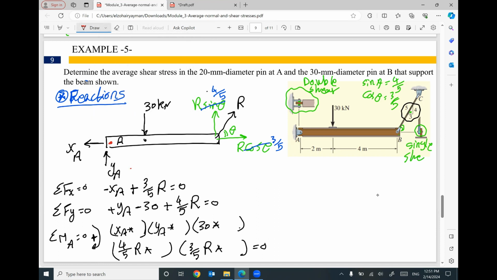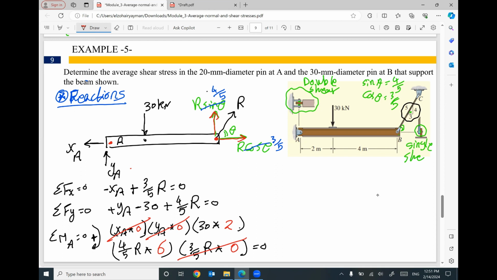So the distance between XA and A is 0, YA and A is 0, between 30 and A is 2 meter. For 4/5 R, which is the vertical component, and A, the horizontal distance is 6. For 3/5 R, the horizontal component, I'm looking for vertical distance. We don't have vertical distance between this point B and point A. This term will be cancelled.